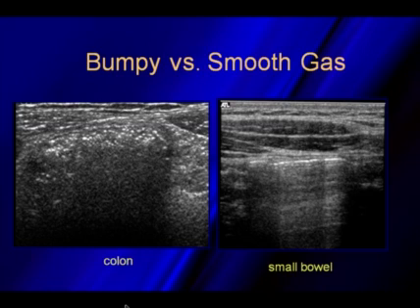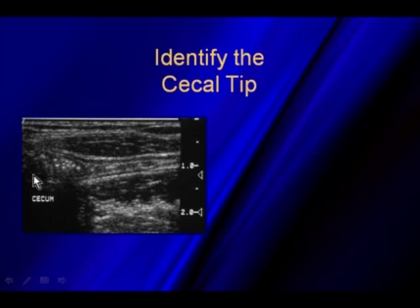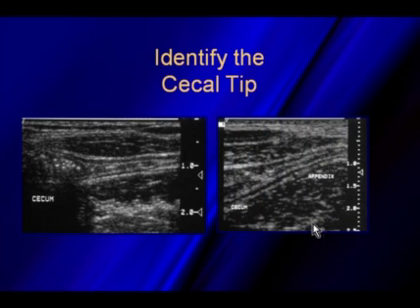What I'll start doing is scanning in a transverse plane and follow the bumpy gas all the way down until it ends. And then once it ends, we know that we're at the area of the cecal tip. So once again, I start transverse about the level of the umbilicus, or maybe a little bit lower, scan down until you see the bumpy gas in, come back up. And then what we're looking for, if you're scanning in a transverse plane, that will be long axis of the normal appendix. When you're scanning longitudinal on the patient, this will be more of a short axis view of the appendix.